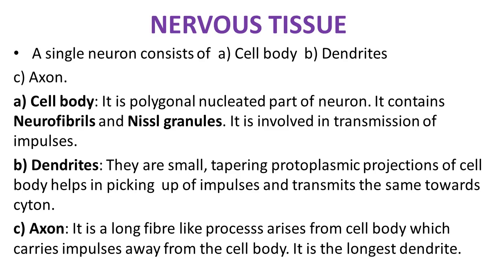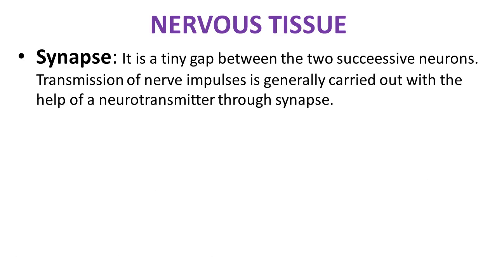And it contains two important structures which are known as neurofibrils and Nissl granules. Another important continuation part of the neuron is the dendrites. Dendrites are small protoplasmic projections which arise from the cell body and help in picking up the impulses, and the same impulse is transmitted from the dendrite to the next part of the neuron, which is known as the axon. So the axon is the longest part which arises from the cell body, and it carries the impulses away from the cell body, and it is the longest dendrite in nature.